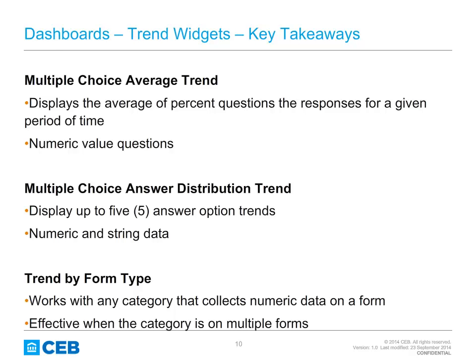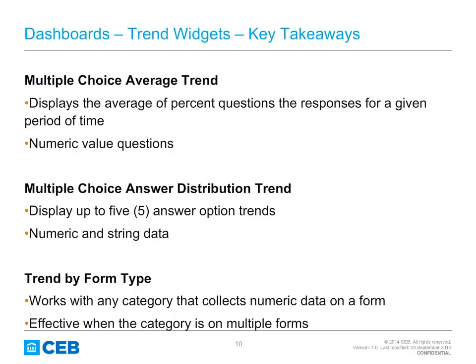The second widget was the multi-choice answer distribution trend. This one, remember, was the one where you had the options of selecting your answer options. One thing to remember, again, is that it has the ability to only display up to 5 answer options per trend widget. And also, this one is unique in that it takes numeric and string data, so the word answer options like we saw in our example.